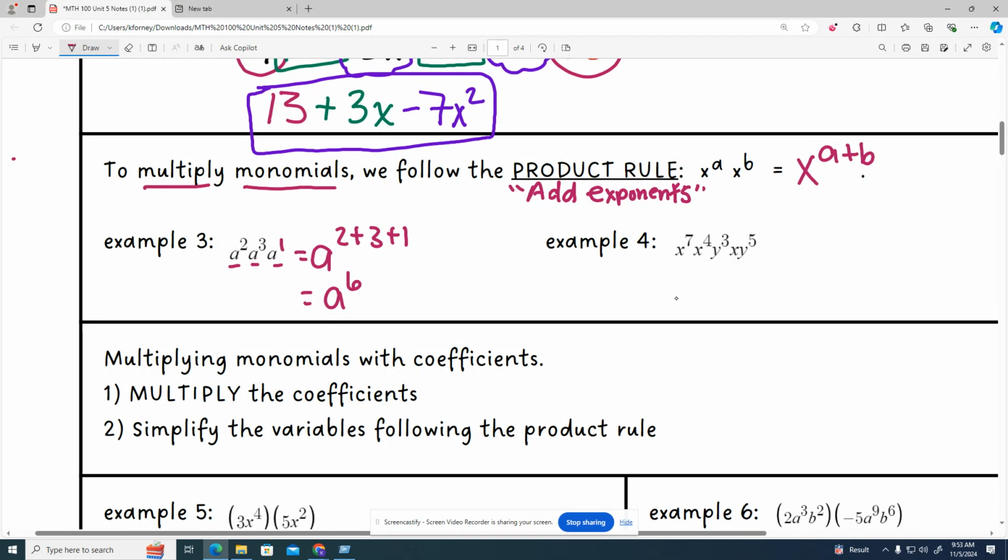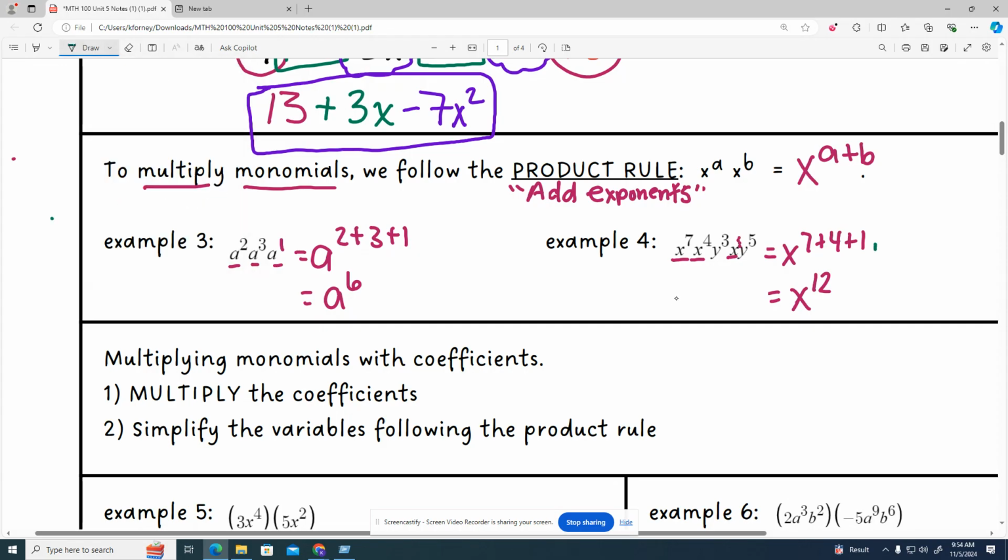Okay? Now, example 4, notice we have 2 different bases here. We have x's that can go together, and then you have what? Y's. So for the x, what are the 3 exponents attached to the x? 7, 4, and 1. That x here without an exponent is a 1. So that becomes x to the 12th power.